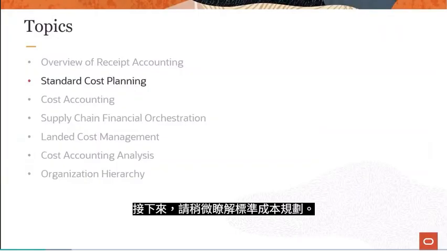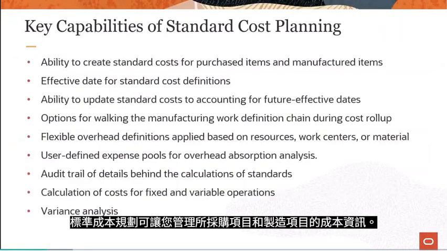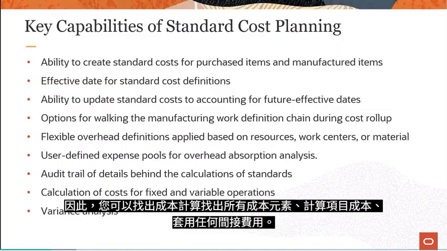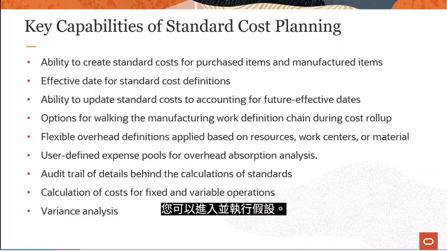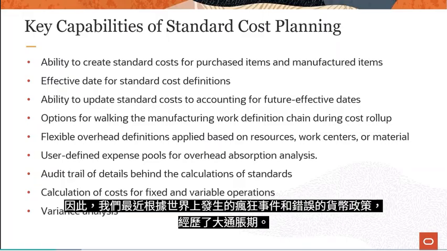So next up, a little bit on standard cost planning. Standard cost planning provides you the ability to manage the cost information on your purchased items and your manufactured items. So you can figure out what your costing is, define all your cost elements, cost your items, and apply any overheads. You have the ability to go in and do what-ifs.